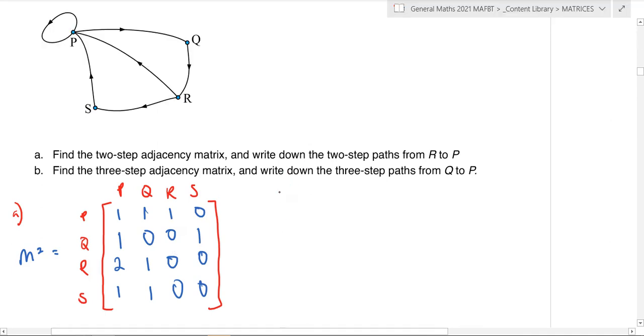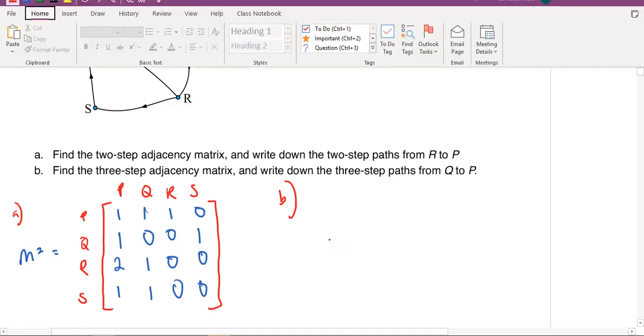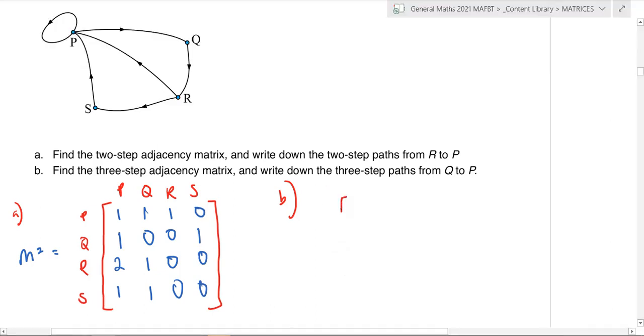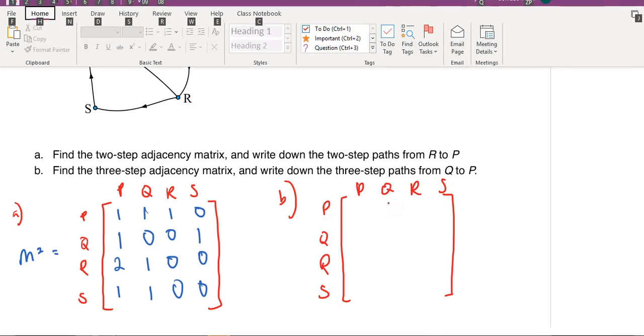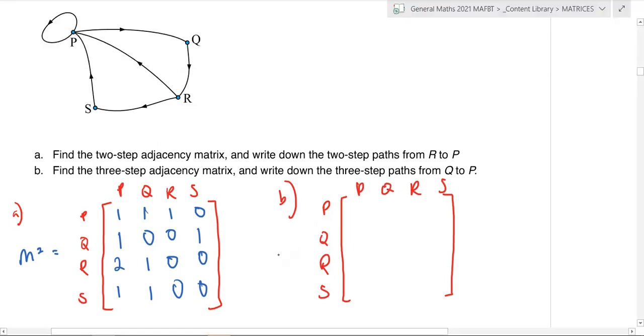So three-step is more or less the same. It's just now you have to take 3 edges, or go from one vertex to another via 3 edges. Now, this is where it does get a bit tricky, but just bear with me. If you want to fast forward, go for it. That's fine. P, Q, R, S. And I'm going to call this M3 because it's the 3 steps.